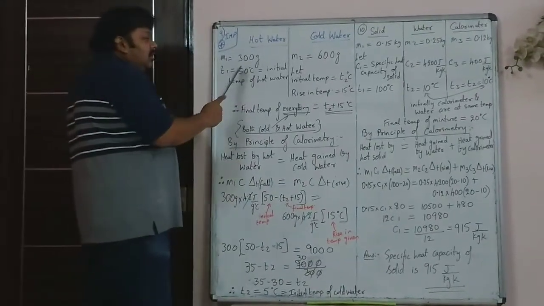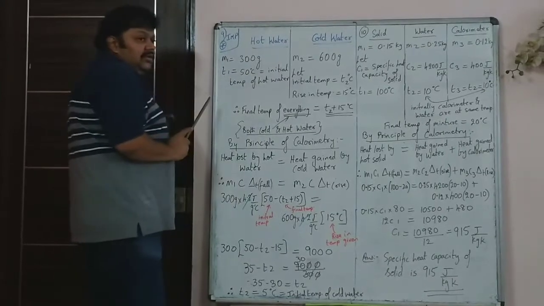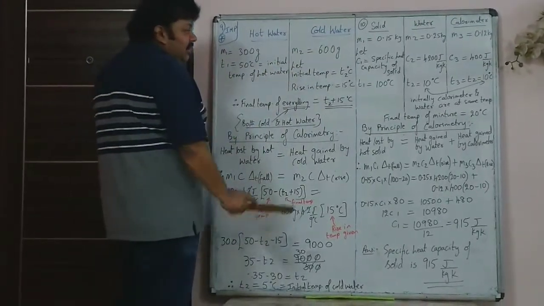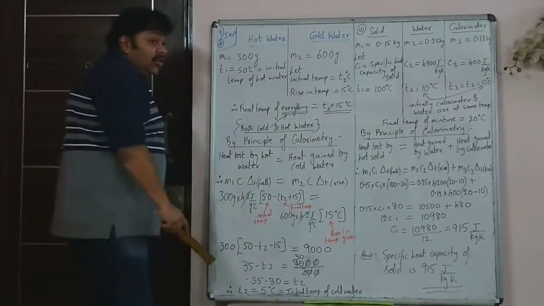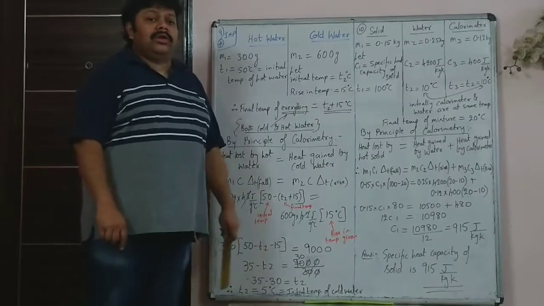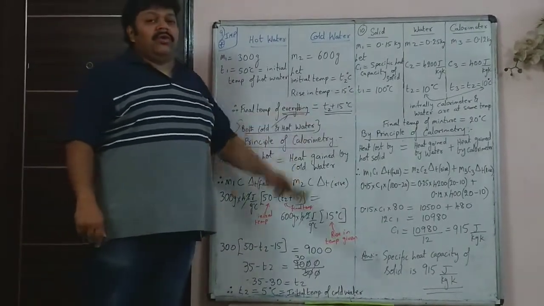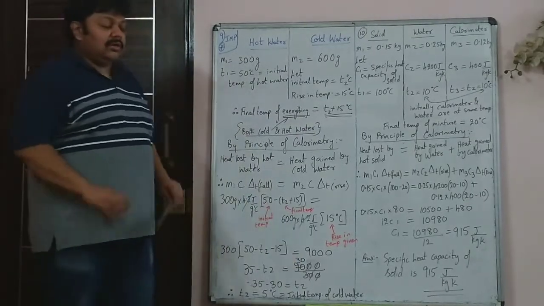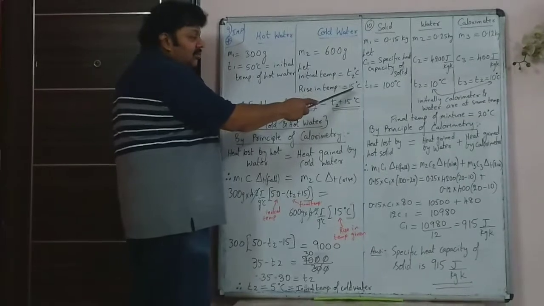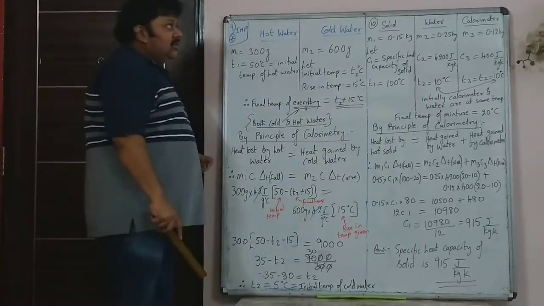So, hot water, 300 grams, at 50 degrees Celsius is its initial temperature. Now, cold water, there is 600 grams of that. Initial temperature we don't know, so we are telling, let the initial temperature be T2 degree Celsius. It is given that the rise in temperature of cold water is 15 degrees Celsius. So obviously, final temperature will be initial plus the rise, so it will be T2 plus 15.